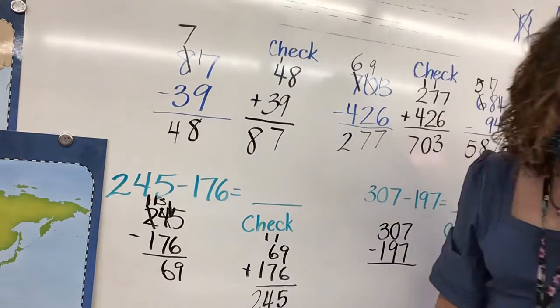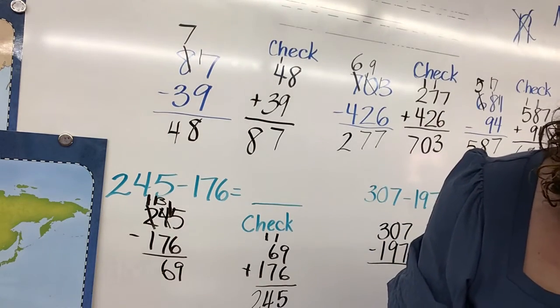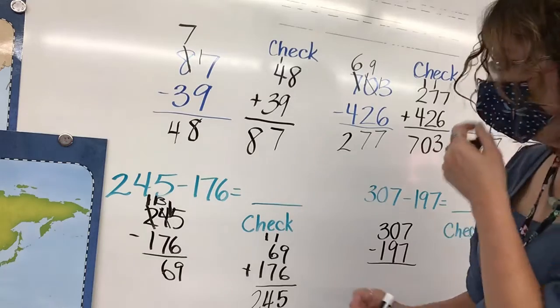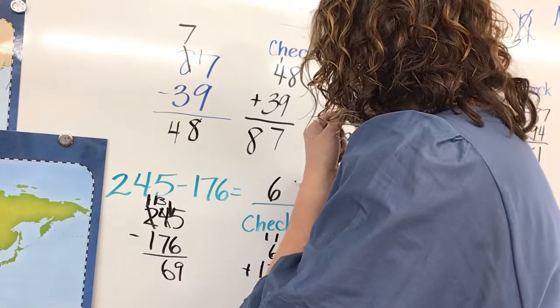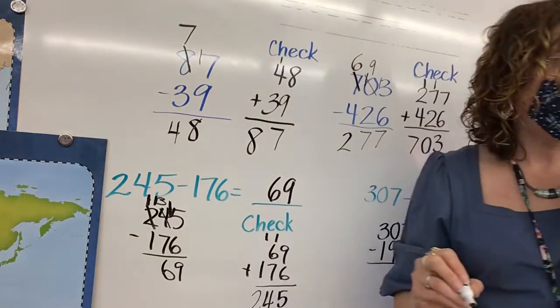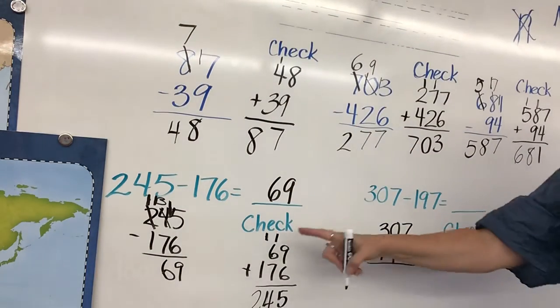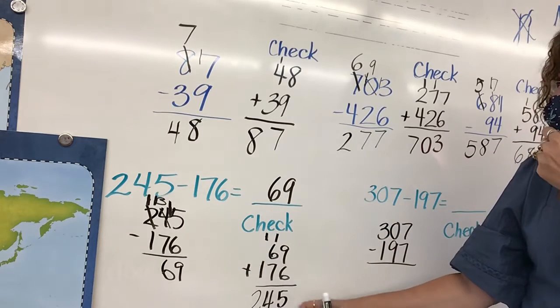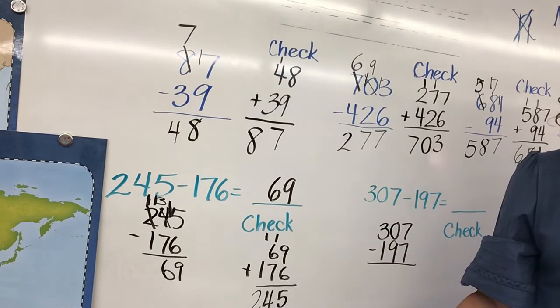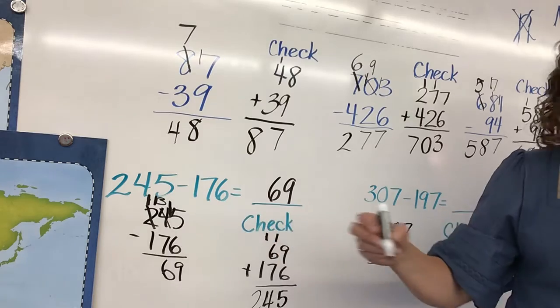You didn't write it in the blank for the 1. Did I write it wrong? You didn't write it in the blank for the 1. Oh, you're right. I did not write the answer up here. We should have written the answer of 69. So everybody do that right now. If you did not write the answer of 69 up here, that is the answer, 69, not the 245. That was what we got when we checked. We were checking.